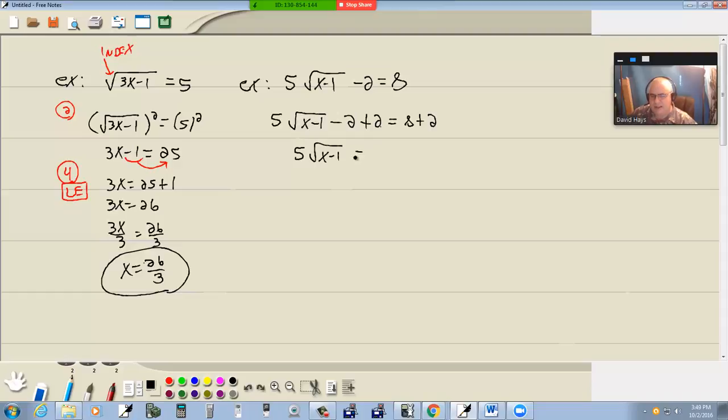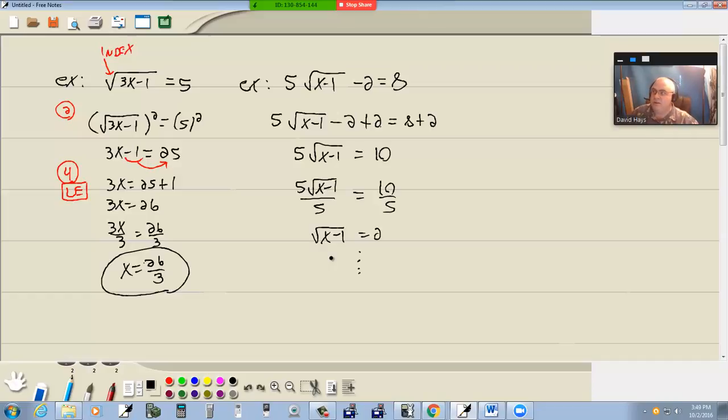So then the negative 2 plus 2 cancels. 8 plus 2 is 10. Now here the opposite operation is division, because this is 5 times the square root. So we're going to divide both sides by 5. Then we get square root of x minus 1 is equal to 2. And then we would work it down from there. I'm not going to show the rest of those steps there.